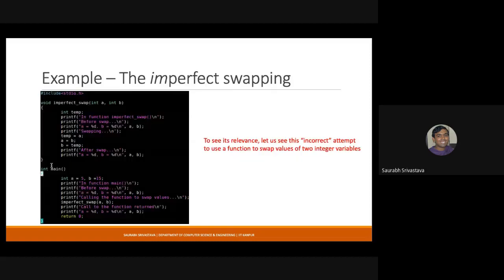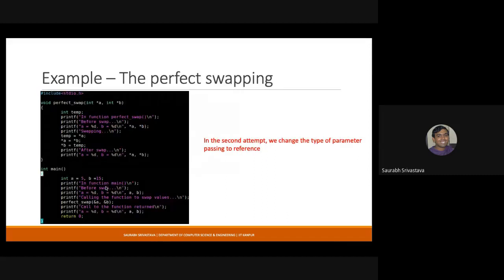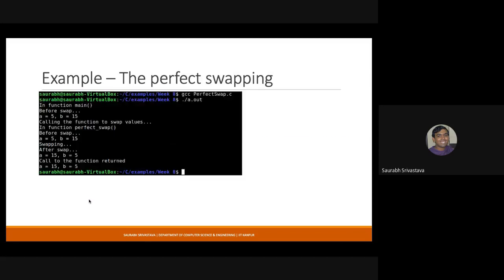So this is the example. I think we have discussed it in the class also. The imperfect swapping, where you're trying to swap the values by just passing them by value, which is not possible. Whatever happens in the called function remains in the called function. It doesn't affect the variables in the calling function. So if you want to make this swap work, you have to pass your values by reference, and this is where you use two pointer variables. Now whatever changes you make will be visible here.